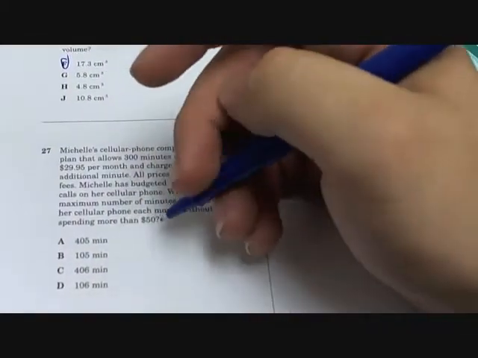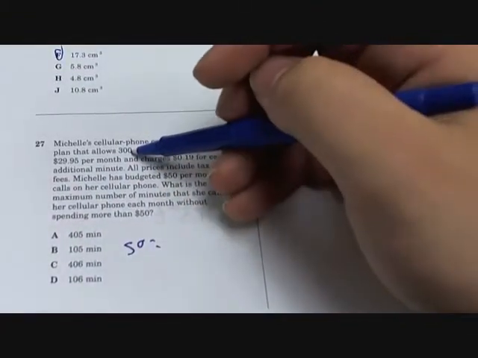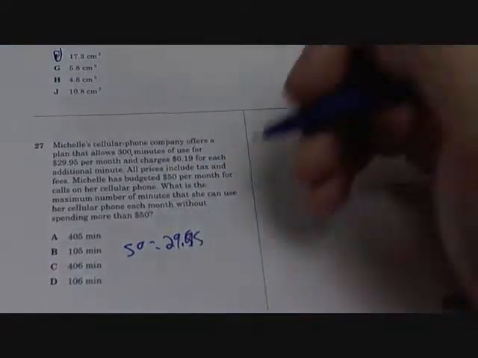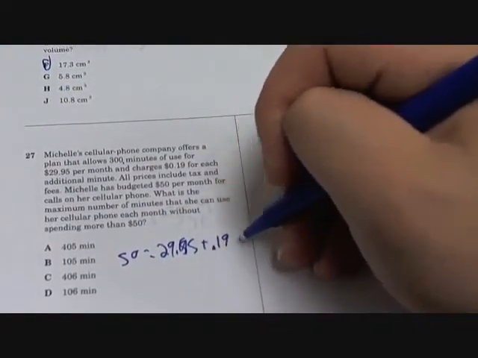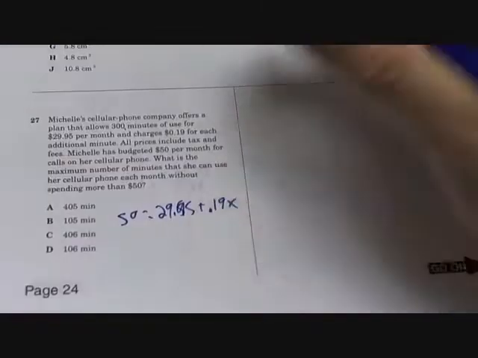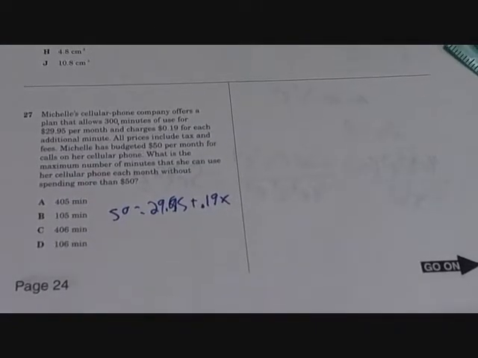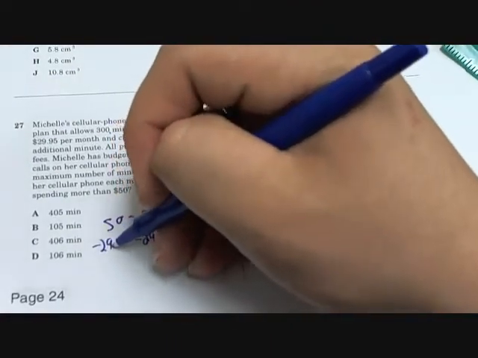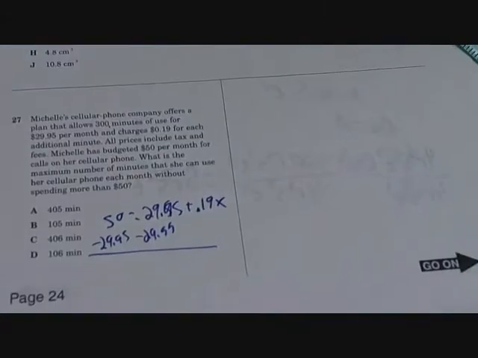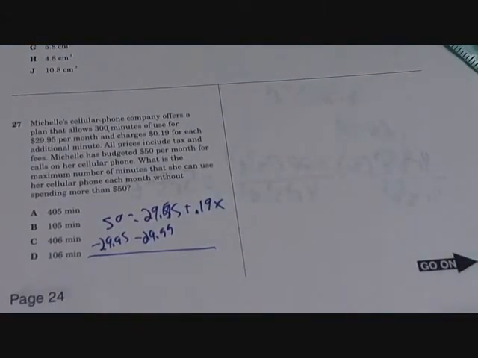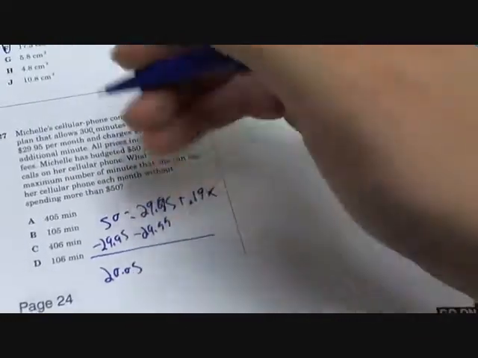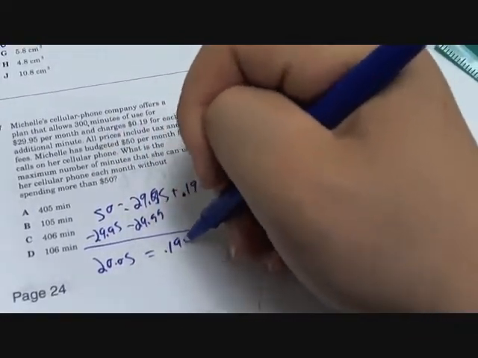So for $50, she gets 300 minutes, right, which is $29.95. And how many additional minutes can she get? Well, each one costs 19 cents per minute. So we're pretty much solving for x. So do 50 minus 29.95, which is 20.05. It's equal to 0.19x.